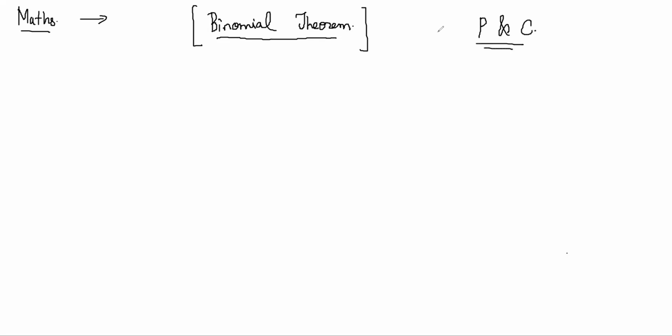Okay. So PNC is permutations and combinations. So right now in your Alan, what is going on? Complex numbers. What is going on in Alan? Hello. What chapter is going on in your coaching? So complex numbers only. Okay.